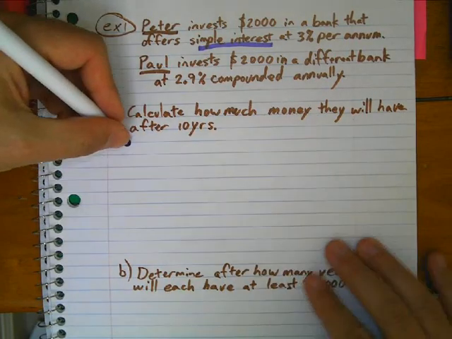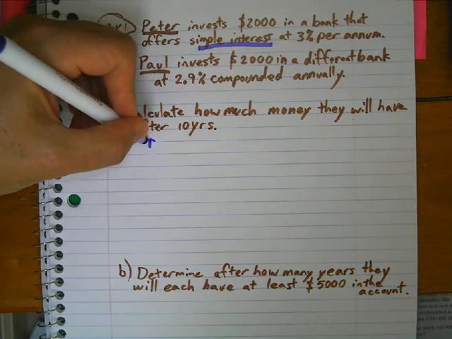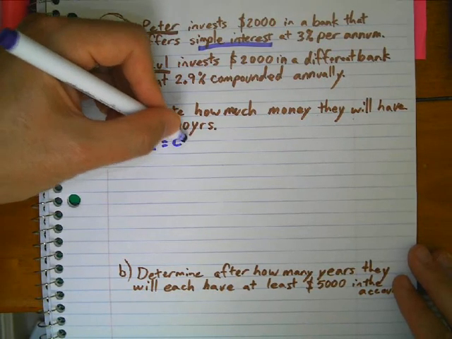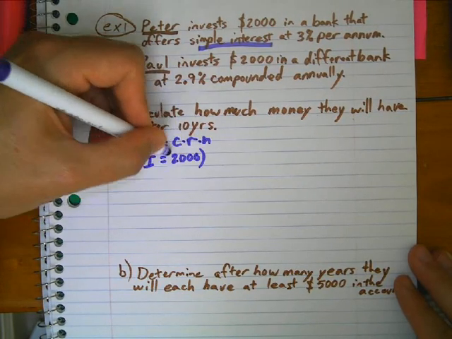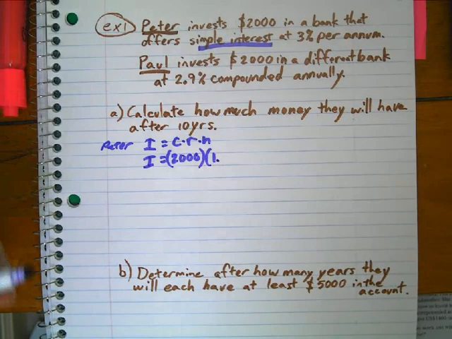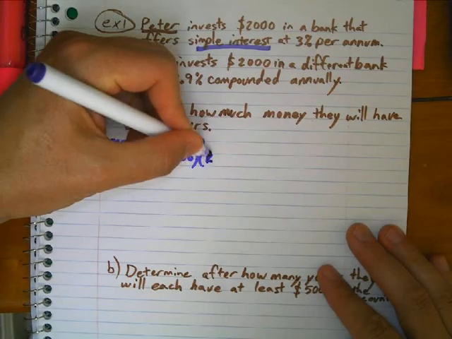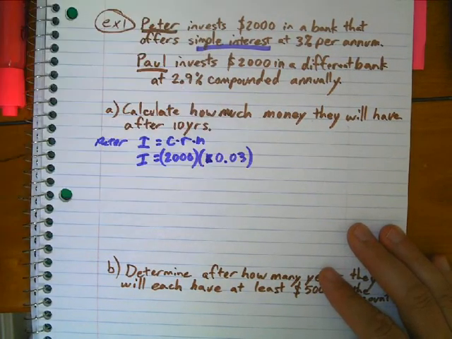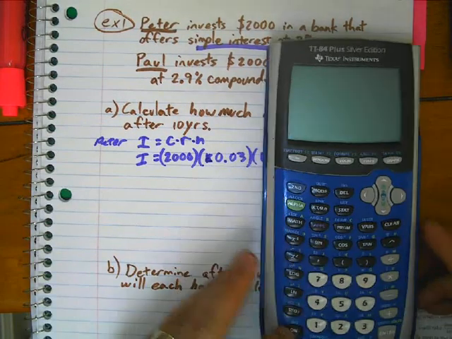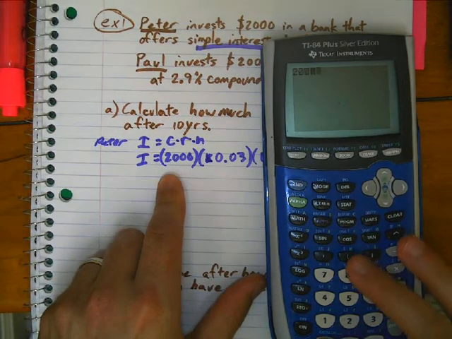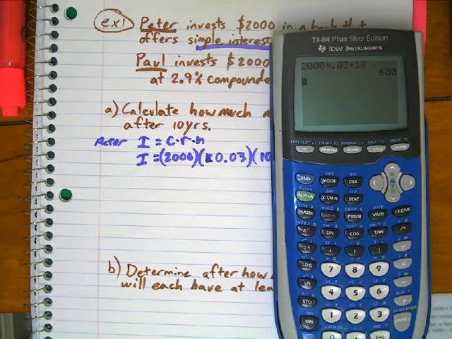Okay, so if we're doing simple interest, for Peter, we're going to be using the simple interest formula, which is C times R times N. So that's going to be equal to 2,000 times 0.03 and then times 10. And then I get 600.